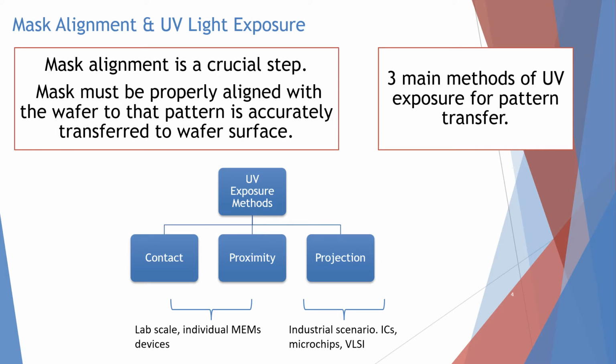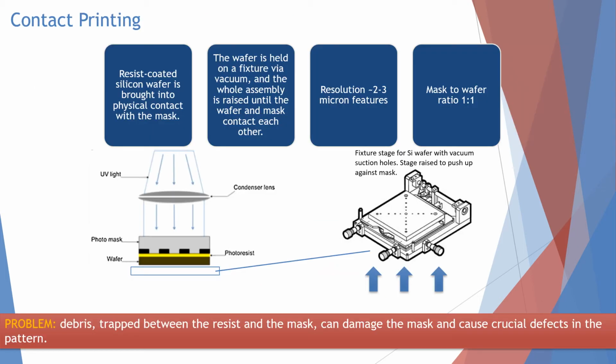There are three main methods for the UV exposure of the pattern: contact, proximity, and projection. We will look at them one by one. Contact and proximity are usually used at lab scale or for individual MEMS devices. These are not used in industry, and we will look into why. The projection method is usually used in the industrial scenario, for example IC, microchip, and VLSI printing. So the first one is contact printing.